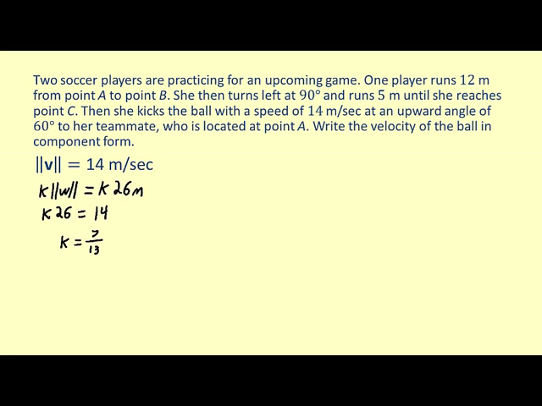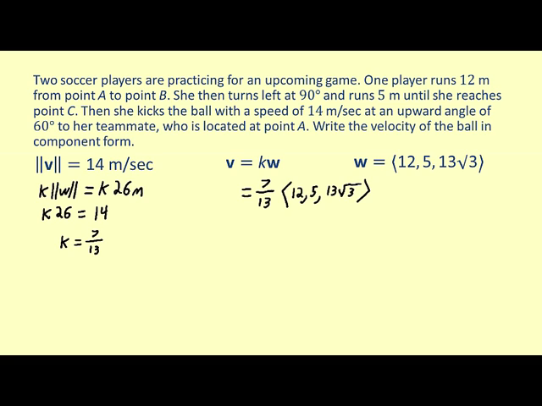Now that we have our constant, we can find v by multiplying k by w. Recall that w equals the vector ⟨12, 5, 13√3⟩. This gives us 7 over 13 times the vector ⟨12, 5, 13√3⟩. We know that multiplying a vector by a constant means we multiply each component by that constant. This gives us the vector ⟨84/13, 35/13, 7√3⟩.